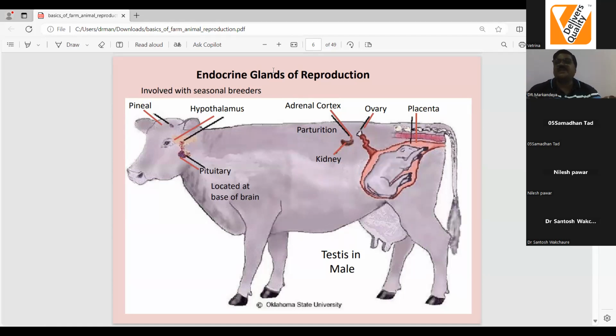Placenta as an endocrine gland. Ovaries are producing steroid hormones, estrogen and progesterone, and also near the kidneys, there are adrenal cortex, which are also important as far as the cortisol level is considered, and their role at the time of parturition is considered. So this entire picture will indicate the type of hormones which are related with reproduction.